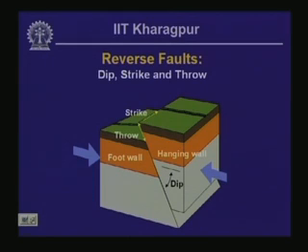Now, the throw of the fault and the strike of the fault are also indicated on the figure, and so is the dip of this particular fault. If a reverse fault becomes a very shallow angle fault, in that case the fault is called a thrust fault. So, a thrust fault is a type of reverse fault in which the dip is very small.